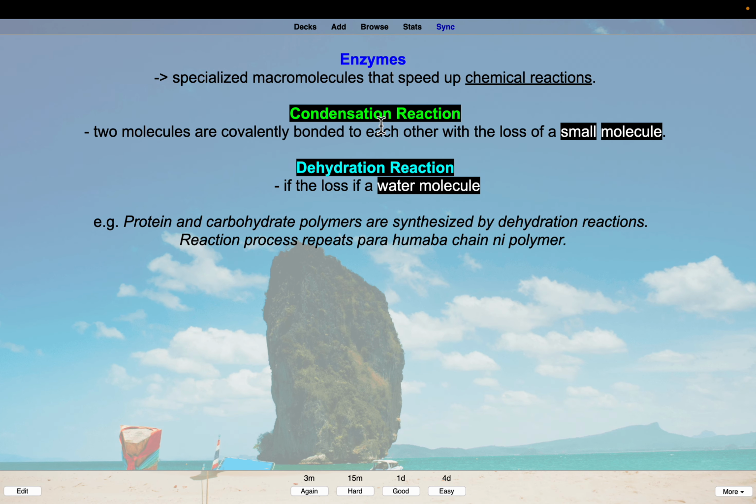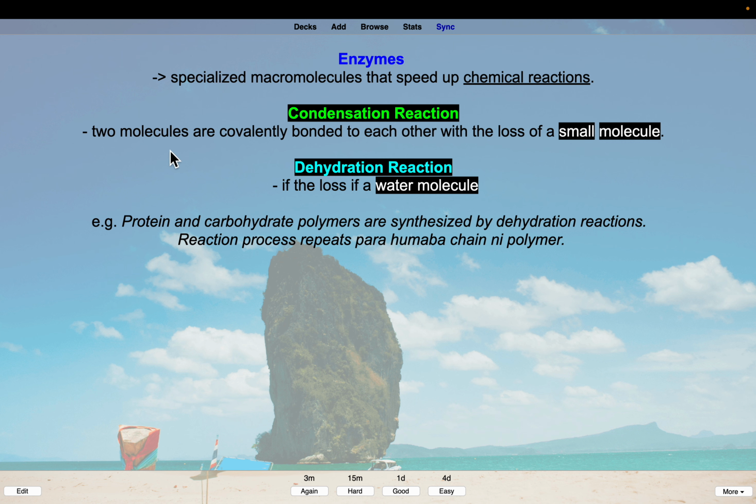Alright. So, for condensation reaction, two molecules are covalently bonded to each other with the loss of a small molecule. So, covalent bonding, if I recall correctly, in chemistry, it's basically the bond of... never mind. Maybe the context of covalent bonding in chemistry may not be related to this. I'm not sure.